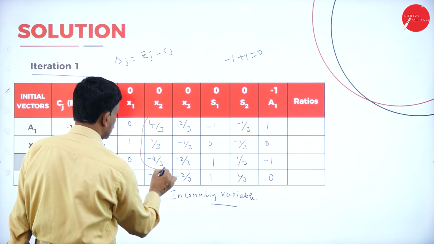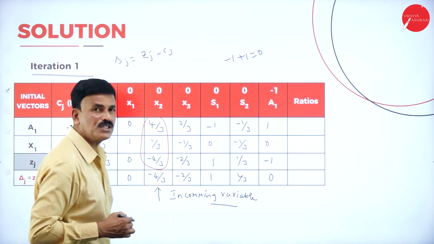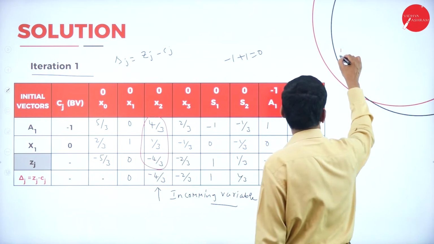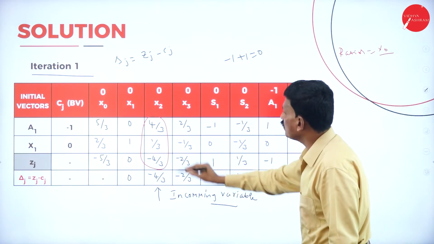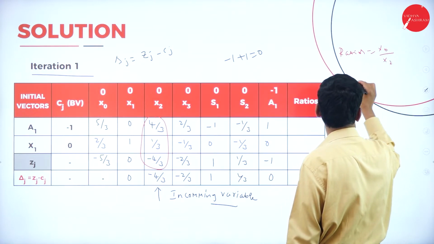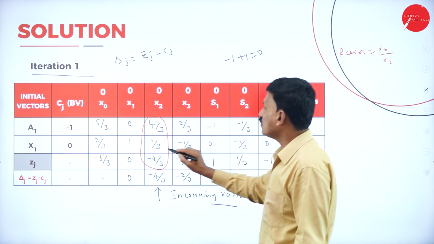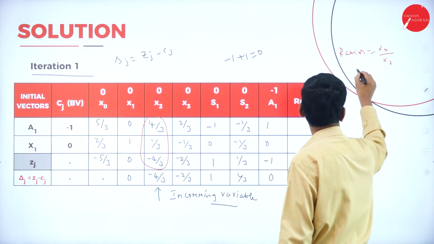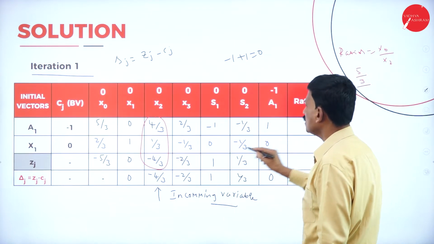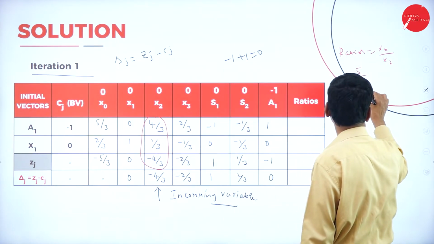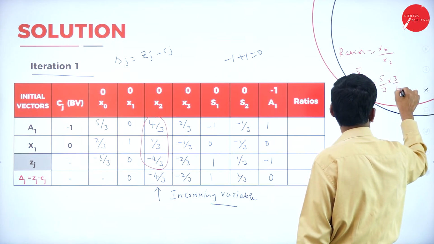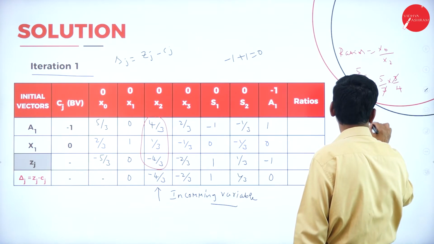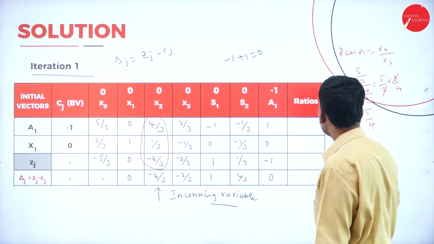So therefore these are the incoming variables, and find out the ratios. The ratio is equal to x0 divided by the incoming variable x2. Now what is x0? x0 is 5 by 3. 5 by 3 divided by x2, which is 4 by 3. So this is 5 by 3 into 3 by 4, gets cancelled, 5 by 4. Now the ratio is 5 by 4.